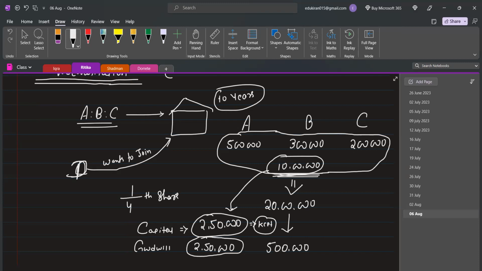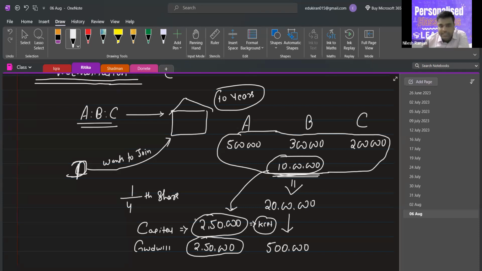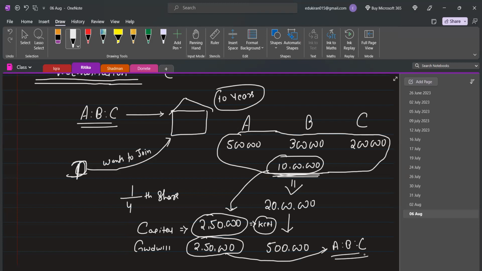Yes, sir. When the business shuts down or is closed, the capital amount will be paid back to D. But the goodwill amount will be distributed between A, B, and C. They will take this as compensation for their efforts. Okay, sir. So this is called goodwill.